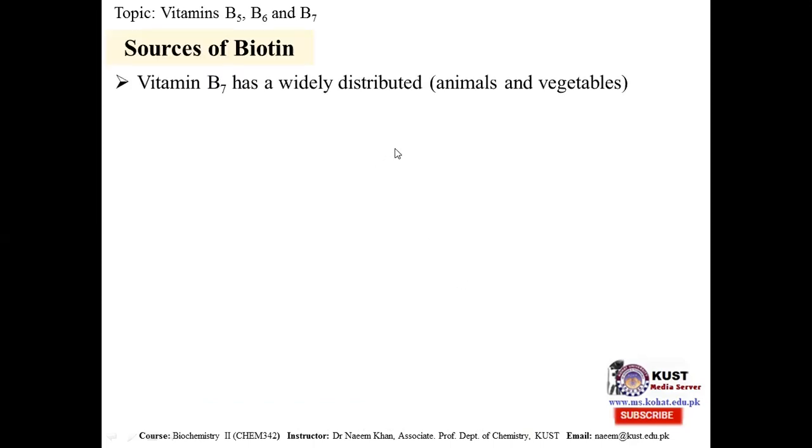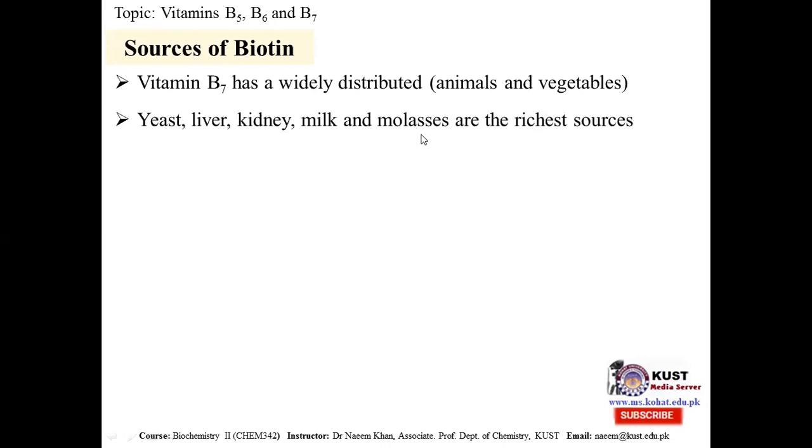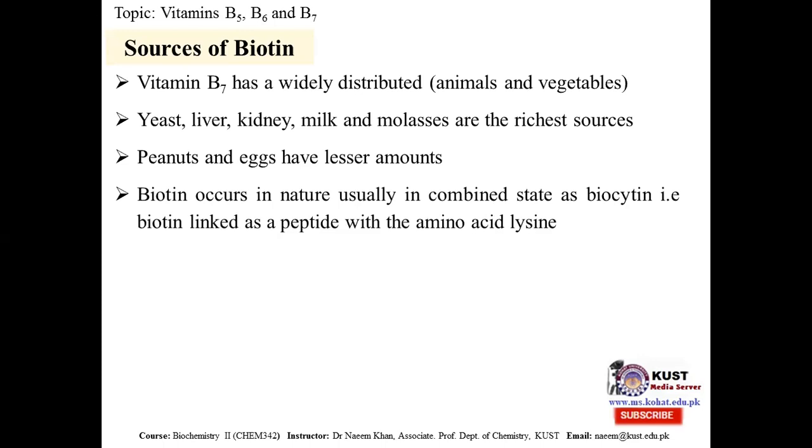Sources of vitamin B7: it is widely distributed in animals and plants. Yeast, liver, kidney, milk, and molasses are the richest sources of vitamin B7 or biotin. Peanuts and eggs have lesser amounts. Biotin occurs in nature usually in a combined state as biocytin, which means biotin linked to a peptide with the amino acid lysine. When the amino acid is linked to this vitamin, it is called biocytin.